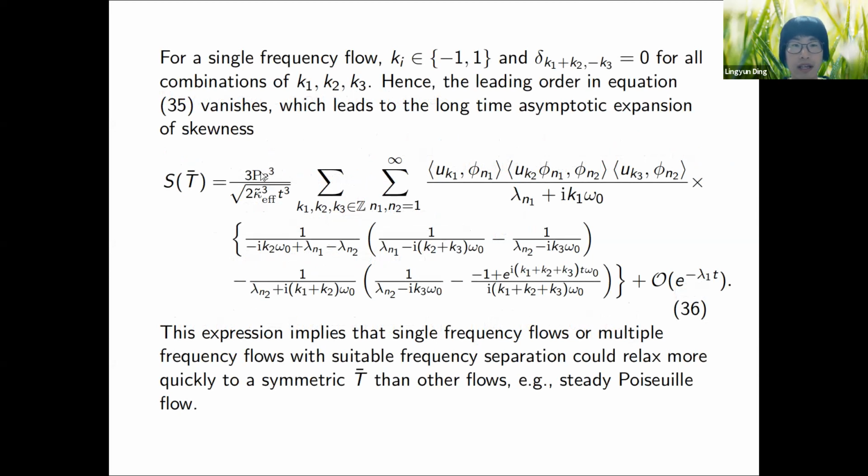There's an observation that if we only use a single frequency flow or a flow with a suitable frequency separation, we can accelerate the decay rate of the skewness. In this case, we can see that the decay rate is 1 over square root of t cubed. That is much faster than the one we saw before. Okay, so this observation suggests that we can simply control the frequency components of the flow to control the skewness of the tracer.